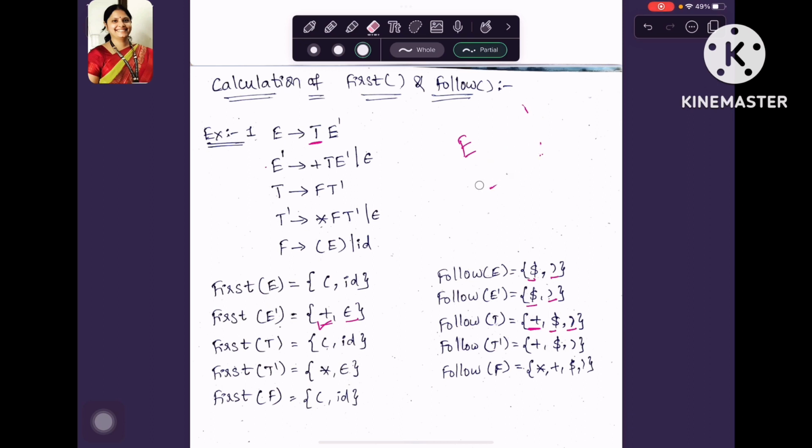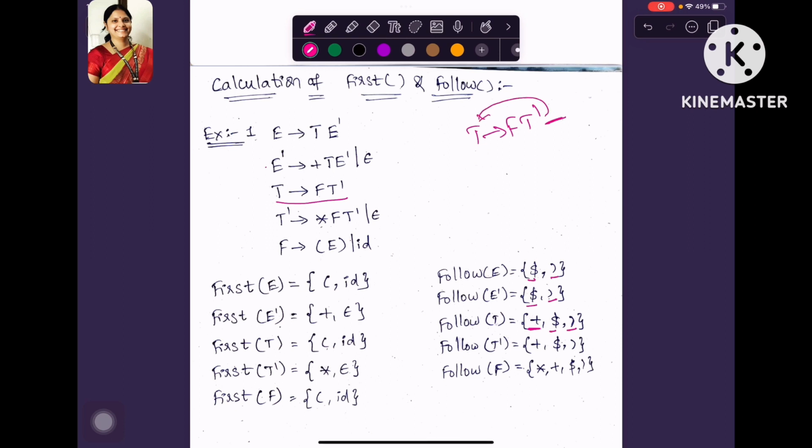So next we will calculate the follow of T dash. For calculating the follow of T dash, we have to find out where the T dash is present in the right hand side of the productions. So this is the production, T produces F T dash. So for follow of T dash, we don't find anything after T dash. So follow of T dash will be follow of T. So follow of T is plus, dollar and closed brace. The same will be written in follow of T dash also: plus, dollar and closed brace.